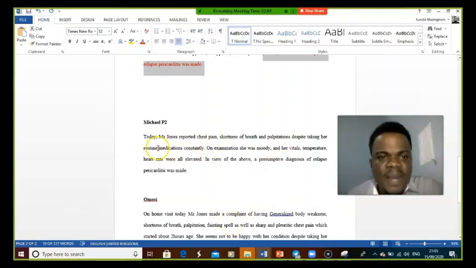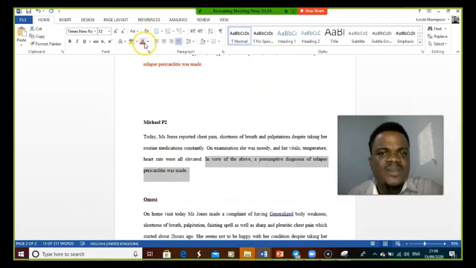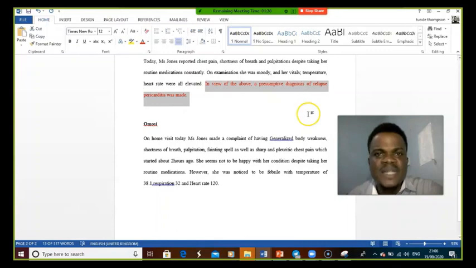So Michael said, today Miss Jones reported chest pain, shortness of breath, and palpitation despite taking her routine medication constantly. On examination, she was moody, and her vitals, temperature, and heart rate were all elevated. In view of the above, a presumptive diagnosis of pericarditis was made. Even this, "in view of the above," most times we use in our concluding paragraph. It's even out of place. So first of all, this one will not even be there. You made the same mistake again, all of us. You have made the diagnosis clear in the introduction, so there's no need repeating it.